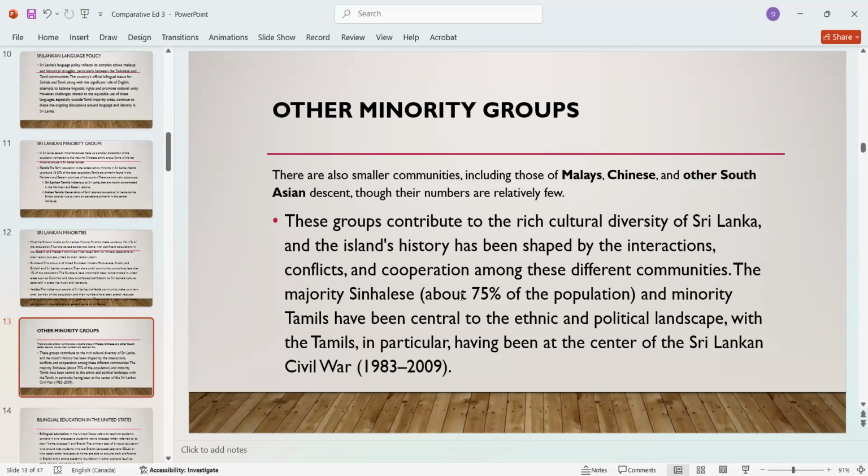The majority Sinhalese, about 75% of the population, and minority Tamils have been central to the ethnic and political landscape, with the Tamils in particular having been at the center of the Sri Lankan civil war. 3 decades of civil war we had, from 1983 to 2009.